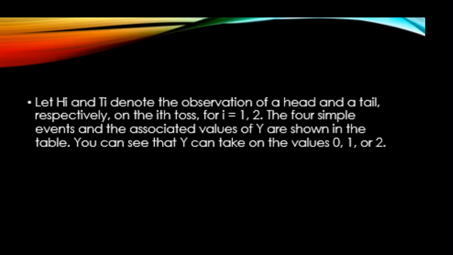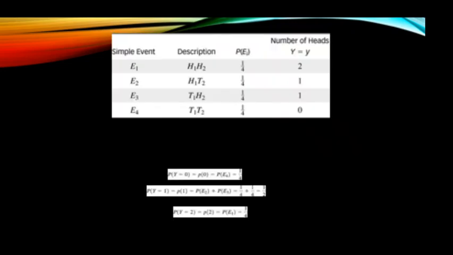So let Hi and Ti denote the observation of a head or tail respectively on the first try or the second try. The 4 simple events and the values associated will be given on the next slide, but we have already seen that the values will be the number of heads, which could be 0, 1, or 2. Okay, so let's see how it will look.